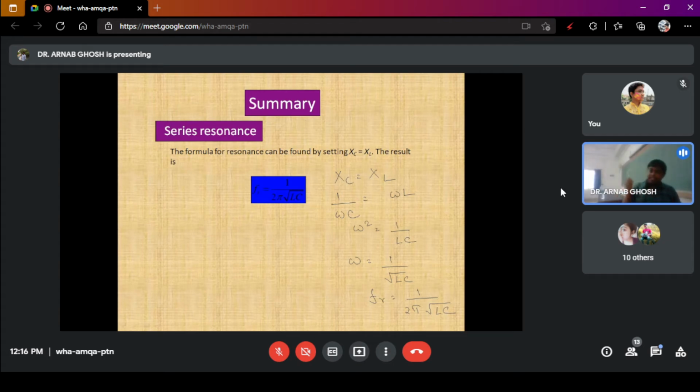So 1 by omega C, that is the capacitive reactance, will be equal to the inductive reactance, omega L. So omega squared will be equal to 1 by LC. So omega is equal to 1 by root over LC. That is, the resonant frequency comes out to be 1 by 2 pi root LC.